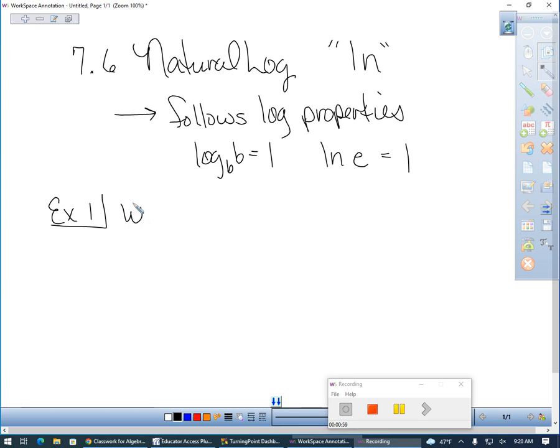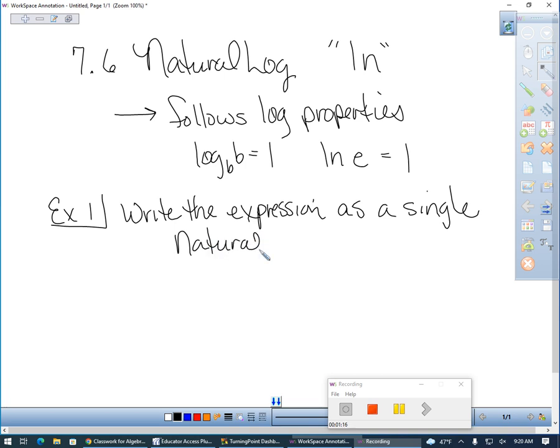I want you to write the expression as a single natural log. So for example, if I had the natural log of 4 plus the natural log of 3, in the log world when we add, we're really multiplying. So this is the natural log of 4 times 3, or the natural log of 12.